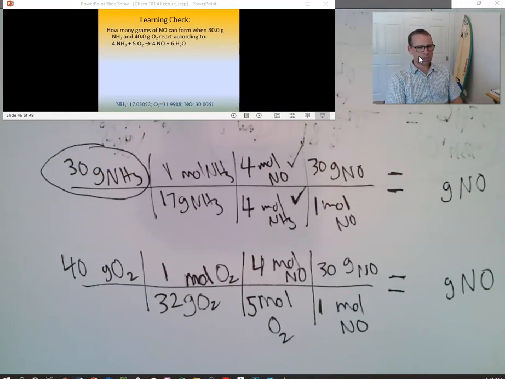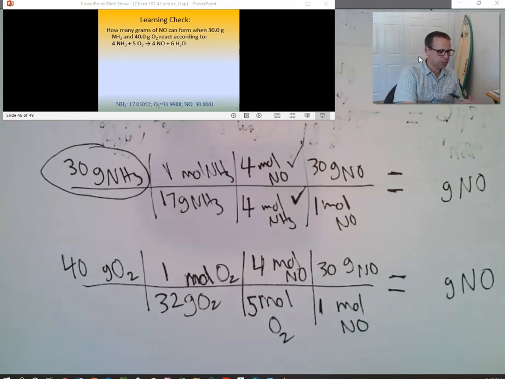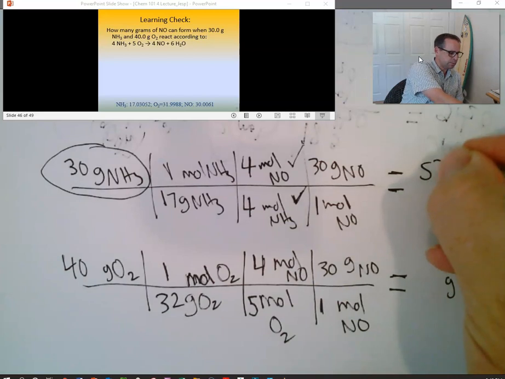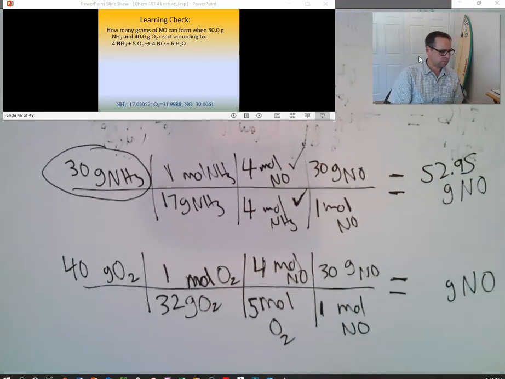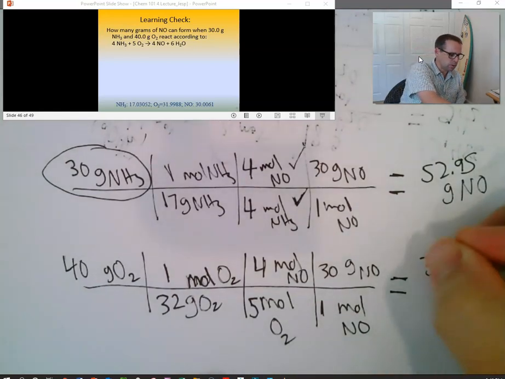So let me do the top one here. 30 divided by 17 times 4 divided by 4 times 30. I'm getting 52.95. And then the bottom one, 40 divided by 32 times 4 divided by 5 times 30. And that's giving me 30 grams of NO.